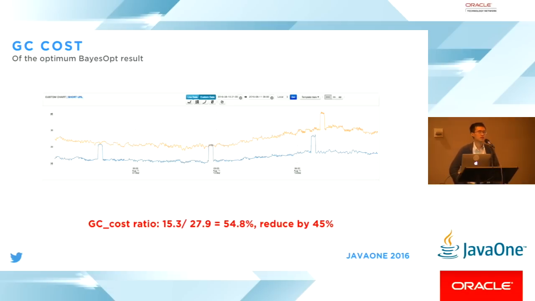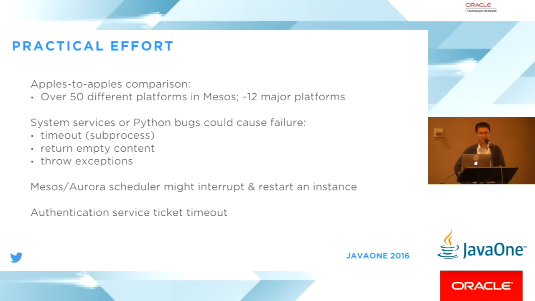So how do we get this? Because of the Bayes optimization service, of course, and because of the Twitter infrastructure and the smart engineers, of course, and even more. We spend a lot of effort on the real engineering details. The first one: we make sure every time we do an apples-to-apples comparison. There are more than 50 different platforms in Twitter, so every time we restart shard 0 to find a matching platform.